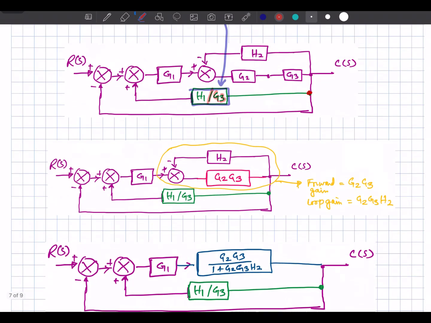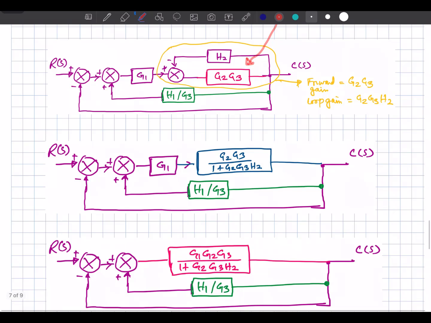Now what next we can do, G1 and G2 and G3, they are in series, so we can represent it with the help of this single transfer function, which is the product of G2 and G3. Okay, now if we further observe, this is going to make a feedback loop, right? The signal is going to flow like that, and from here there is the feedback coming to this summing node. So we can reduce it by noting down the forward gain. Forward gain is G2 into G3, because this is the forward path, and the loop gain will be from here to here, right? So loop gain is G2 G3 into H2. So this feedback path will now be replaced with this transfer function, the feed forward gain divided by 1 plus loop gain. So that is this transfer function, right?